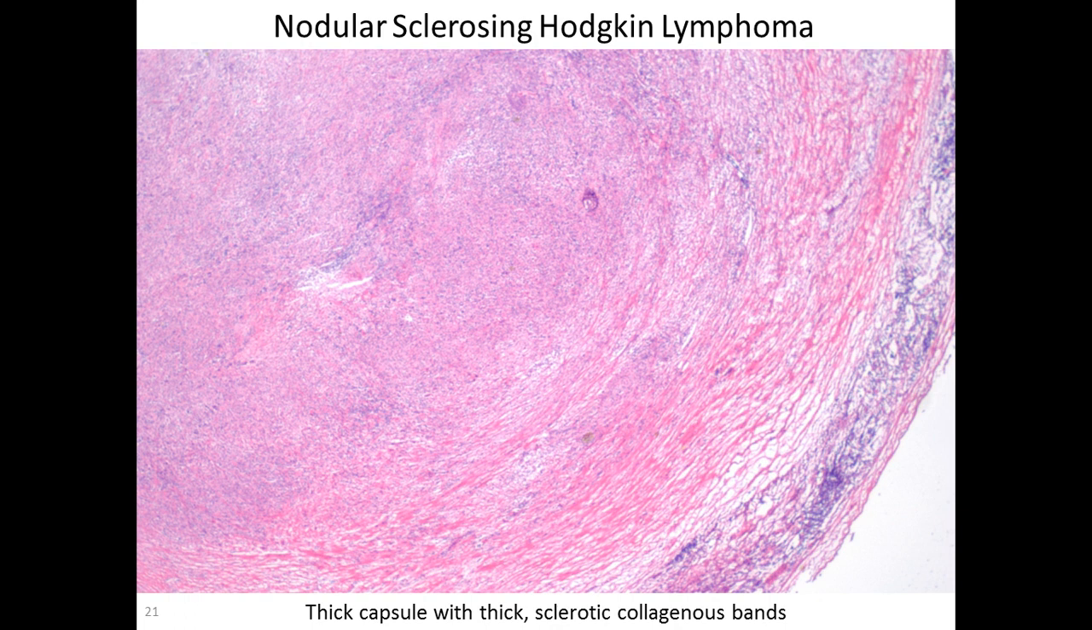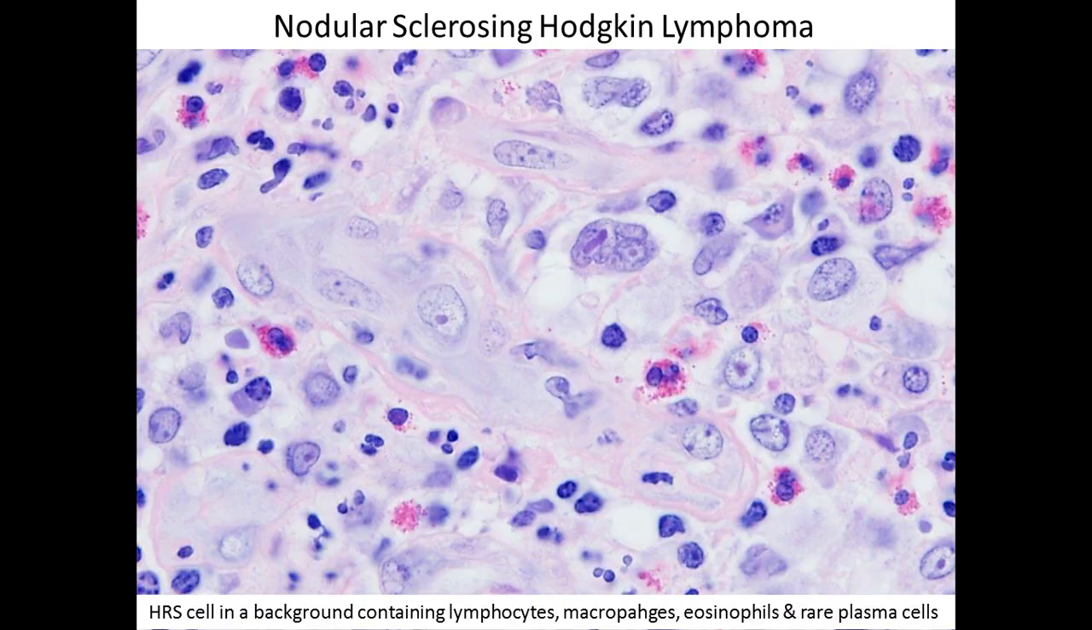Again, thick capsule, thick sclerotic collagenous bands. And then at high power, you can see the Reed-Sternberg cells kind of in the middle with a background containing multiple other cells, including lymphocytes and macrophages, eosinophils, and rarely plasma cells.